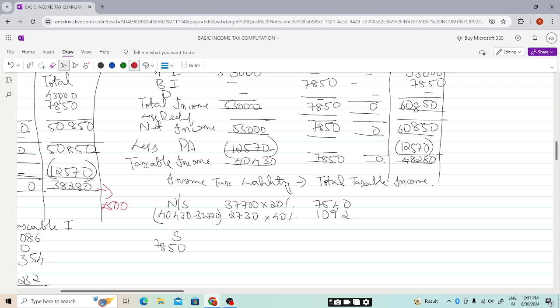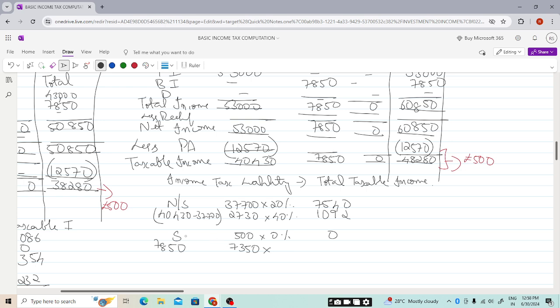For the nil rate band, we need to see the total taxable income. The total taxable income is higher than the basic rate limit. So for higher rate, what is the nil rate band? 500 pounds. So the first 500 pounds will be at 0. So 0. What is the rest amount? That will be 7,350 will be taxed at nil rate. The basic rate limit has been used. So now we are in the higher rate band.